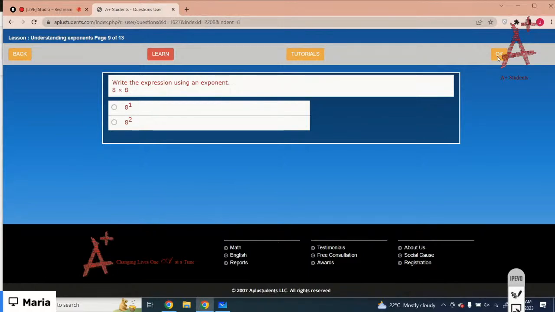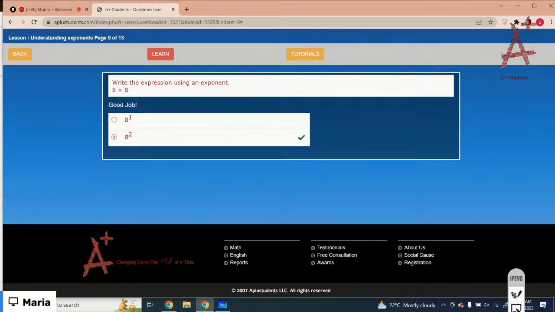Okay, write the expression using an exponent. 8 times 8. So which of the option is the correct one? Yes, that would be 8 square because 8 is multiplying 2 times.